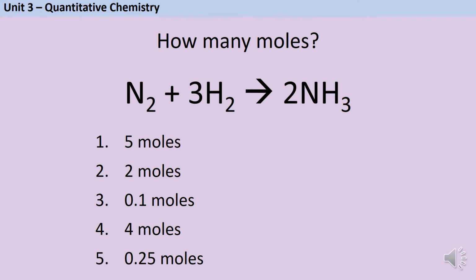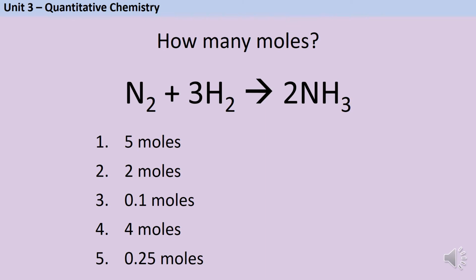So what this equation tells me is that every 1 mole of nitrogen needs 3 moles of hydrogen to react with. And when they do react together, they will make 2 moles of ammonia. So if I know how many moles of nitrogen I have, I can use the symbol equation to work out how many moles of hydrogen I need to react with it, if they were reacting perfectly.